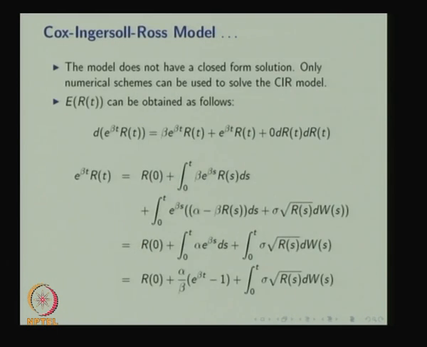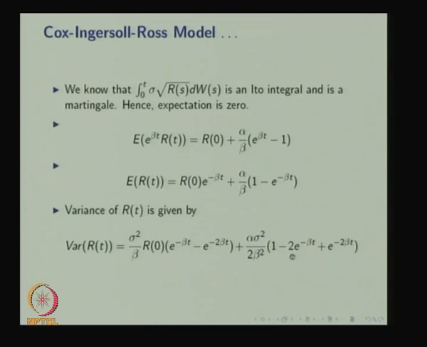Therefore, from the previous equation, the expectation of R of t will be R of 0 e power minus beta t, this term, multiplied by e power minus beta t, this whole Ito integral multiplied by e power minus beta t. Since this expectation is 0, the expectation of R of t multiplied by e power beta t will be R of 0 plus alpha by beta times e power beta t minus 1. Therefore, the expectation of R of t will be, you multiply this side by e power minus beta t.